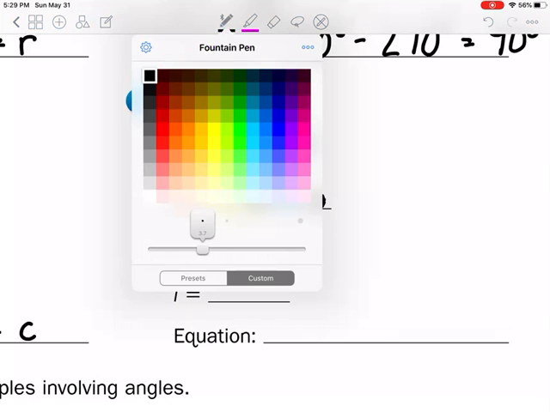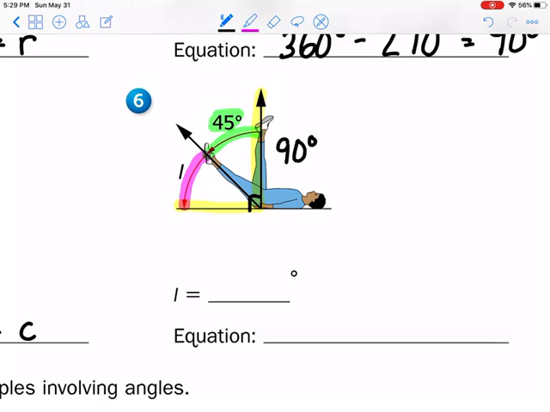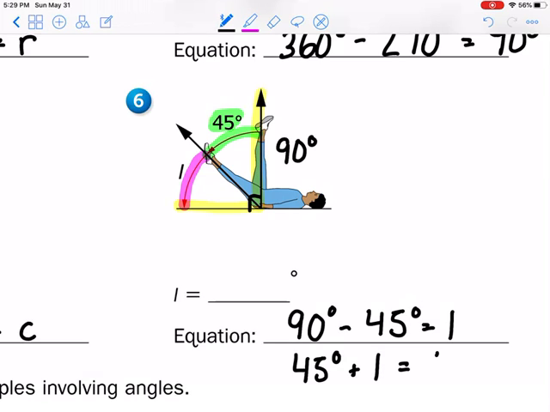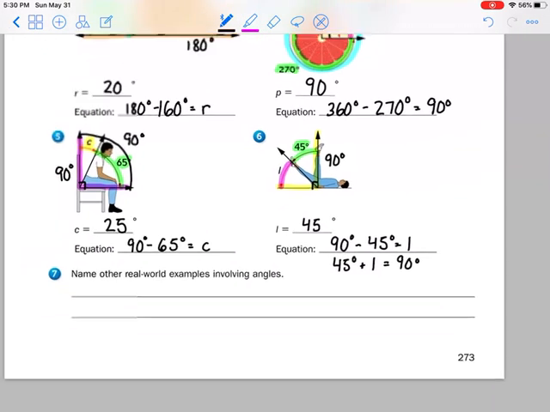So if the total angle measure is 90 degrees, now you could do this two ways. You could keep doing it how we've been doing it, taking the total angle, subtracting what you know, which is 45 degrees, and you would be left with L. You also could have done it as an additive, so adding. So 45 degrees plus L would give you 90 degrees. And if I did that math, I know that 45 degrees is your answer.